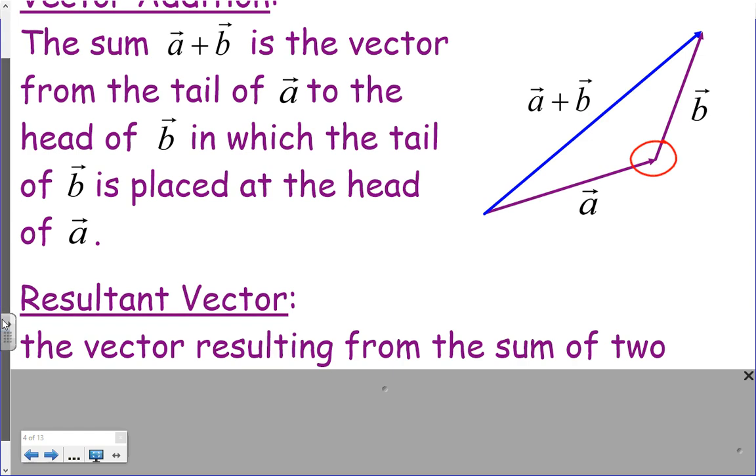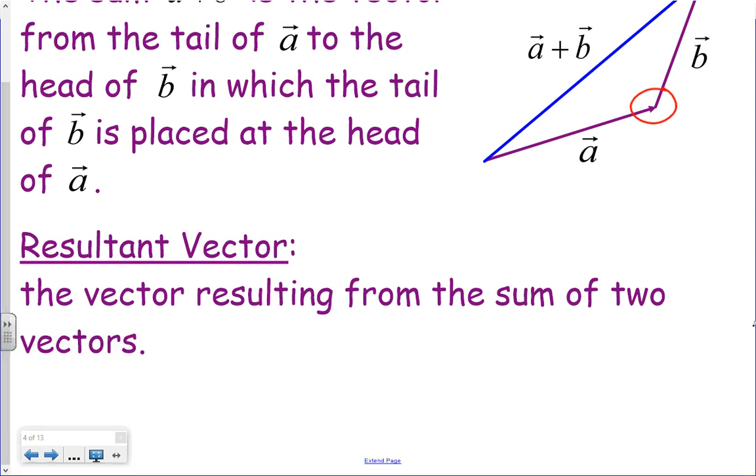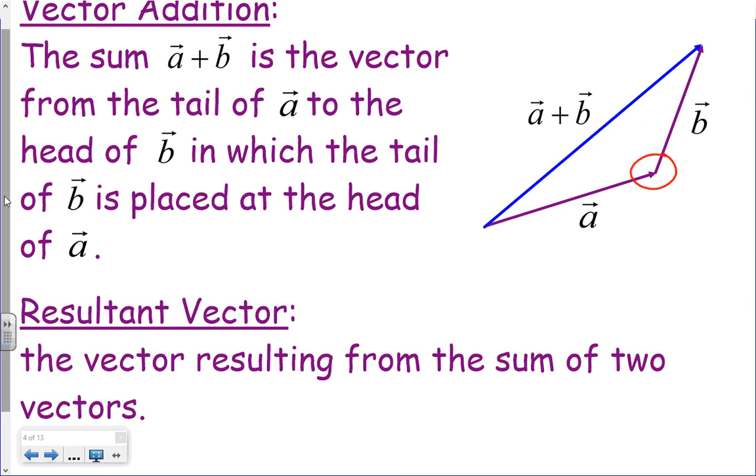And so what exactly is the resultant vector? Well, the resultant vector is defined as the vector resulting from the sum of those two vectors that we've got there. So the resultant vector is the vector that we have in blue. And when you take two vectors and add them up, the resultant vector is the vector that goes from the tail of the first one to the head of the second one.